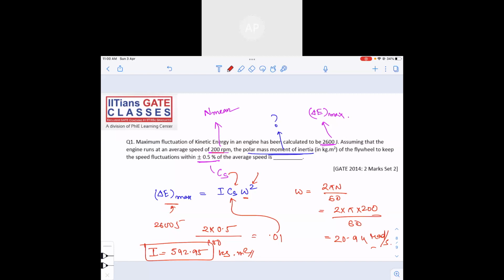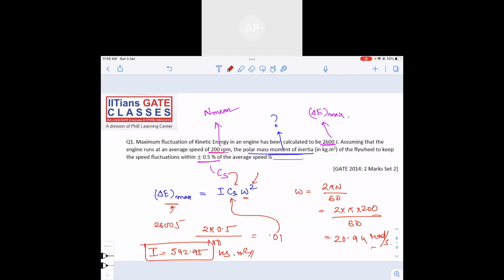Suppose the value of CS is not given. It is very easy to make the question tough by not giving you the value of CS. Instead, they will give you the maximum omega and the minimum omega, so you can calculate CS from there. That is also a possibility. Sometimes you are only asked to calculate the value of CS. So all the things you have seen here are important.